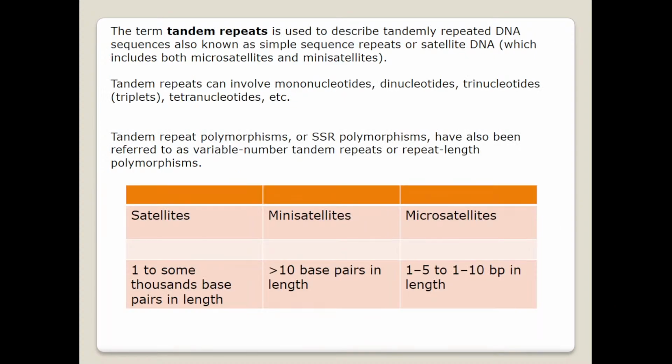Also, tandem repeats can be divided into some groups. These are satellites. When we speak about tandem repeats, we speak about satellites. Satellites repeat from 1 to some 1,000 base pairs in DNA. And here we can divide them into minisatellites and microsatellites. Minisatellites are more than 10 base pairs, and microsatellites are from 1 to 10 base pairs.